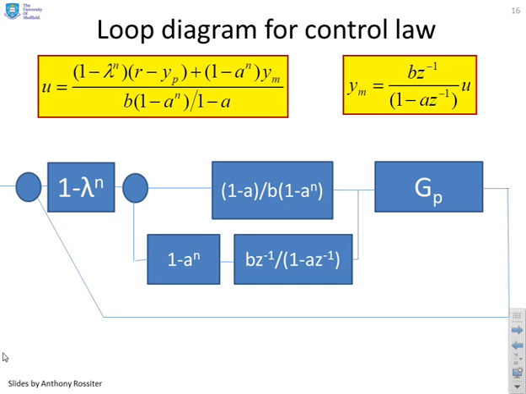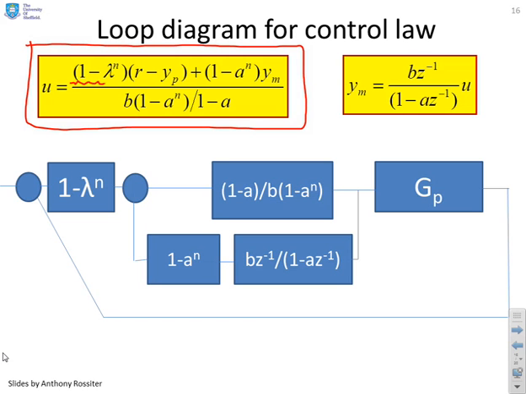So here's my control law. You'll see I've written it down at the top in the compact form. I've got this 1 minus lambda to the n times r minus yp. So first of all, where does that come into my control law? Well, you'll see here's yp, put it at the end here, here's r, I put a plus and a minus, and so you'll see that this signal here is 1 minus lambda to the n times r minus yp. So that's the block diagram representation of this first bit.